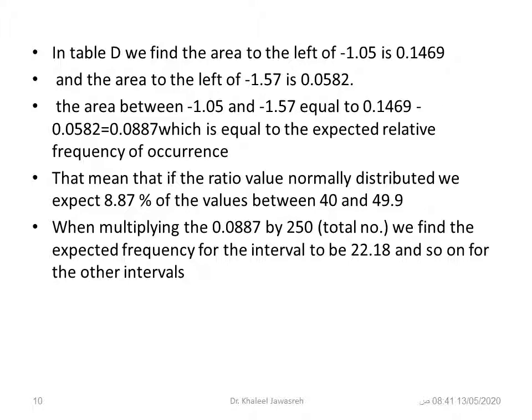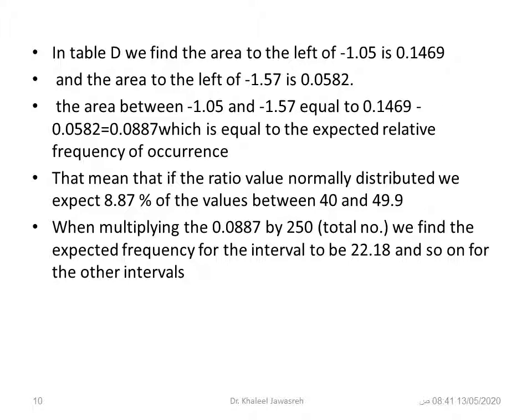You do need to return back and calculate all those values for the rest of the categories, so you will obtain the expected frequency from the relative frequency. So you do need to use the z value formula, x minus mu over sigma, for each category, the lower limit and the upper limit, and you will find the area below the curve from table D. Then multiply the resulting values by the total number to obtain the expected value.